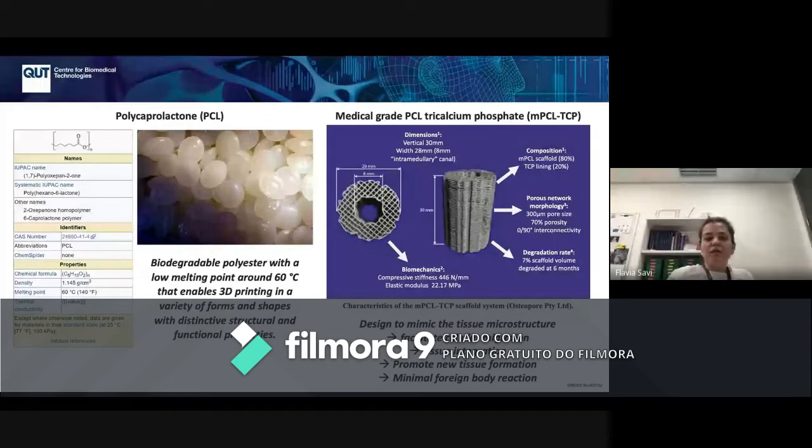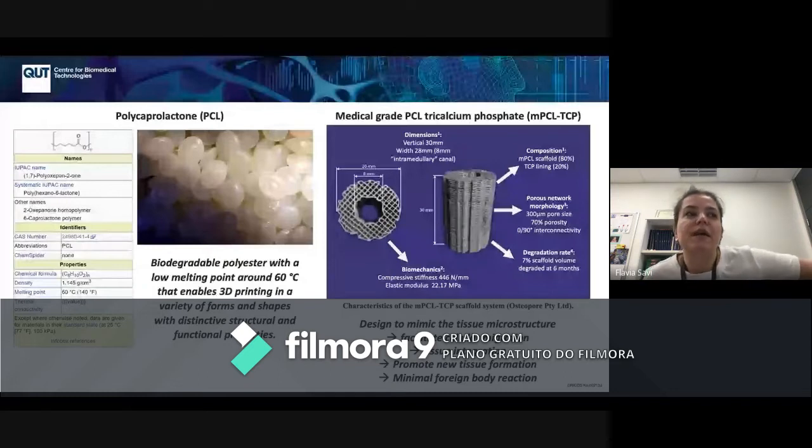So this image that I am showing here is the scaffold that we mostly use in our group. As you can see, it has some geometry. For example, it has a 20 millimeter outer diameter and an inner diameter of 8 millimeters. And all this geometry is to help the cells to attach to this scaffold. So for example, if you have a scaffold that has a pore size that is too small, the cells are going to feel suffocated there and they are not going to grow.